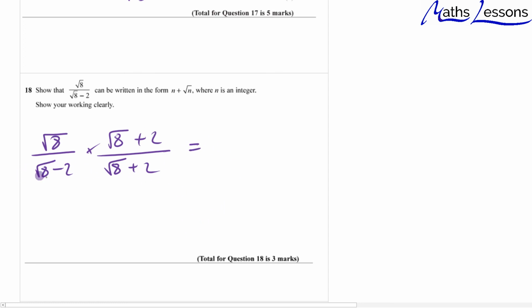So it all depends on the bottom. Whatever you have on the bottom, change the sign in the middle. So we're going to times this out. You've got root 8 times root 8, which is 8. You've got root 8 times 2, which is 2 root 8.